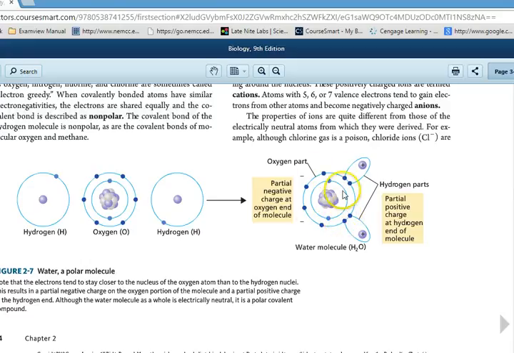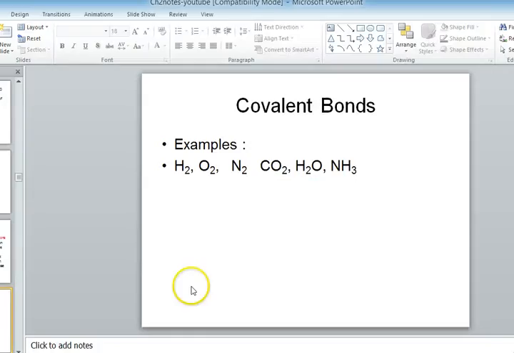It now has a total of 8 electrons in its outer shell, and that gives us this water molecule. Okay, so oxygen and 2 hydrogens.